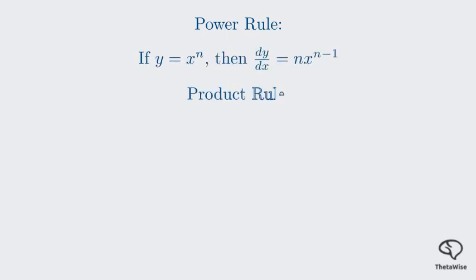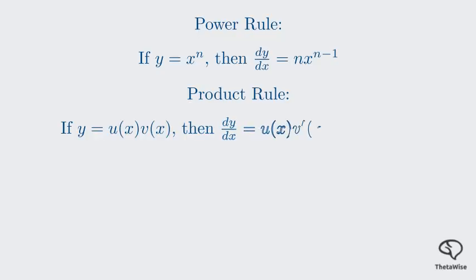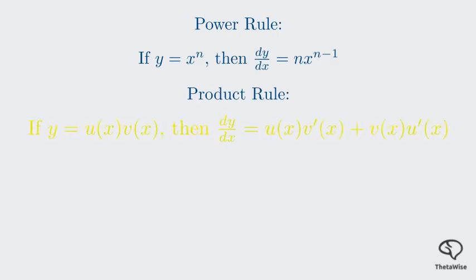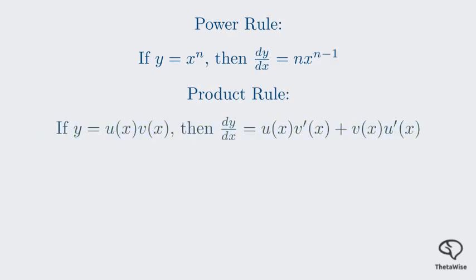Next is the product rule. If your function y is a product of 2 other functions, let's call them u and v, then its derivative is the first function u multiplied by the derivative of the second function v plus the second function v multiplied by the derivative of the first function u. You use this rule when you have 2 functions of x being multiplied together.